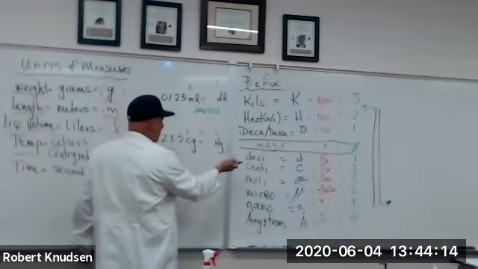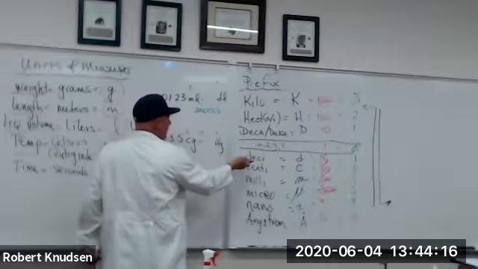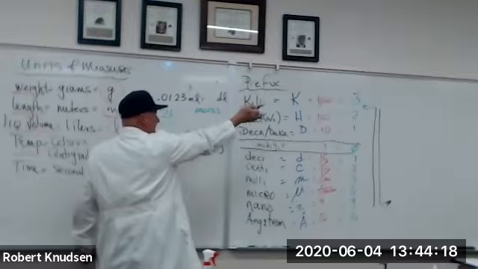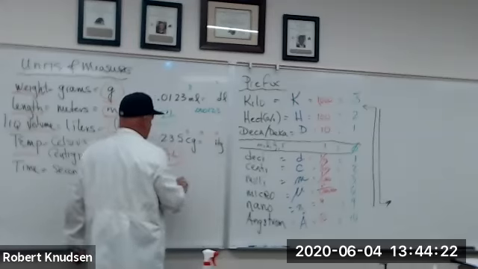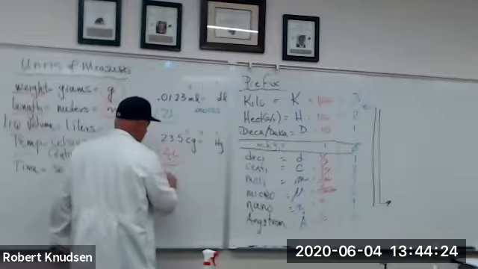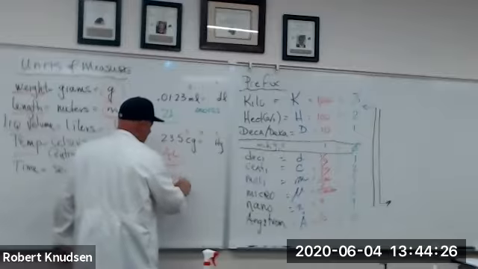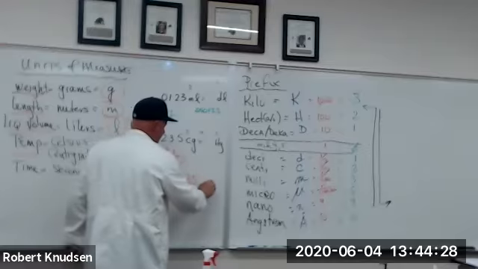Did we go up or down to get there? We went from here to here. We went up. Which way did we move it? To the left. We moved to the left 4 times. So the answer should be 0.00235 hectograms.